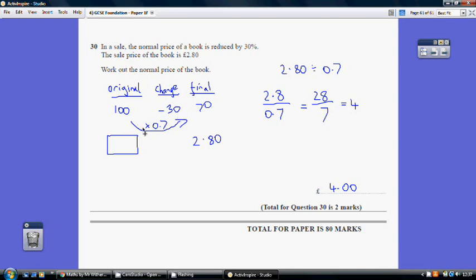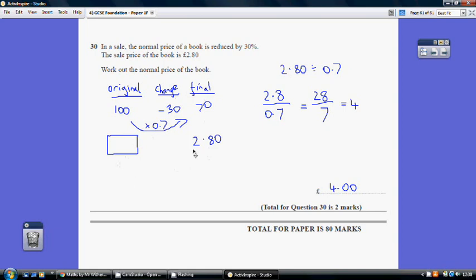So what is our multiplier? How do we get from 100 to 70? We multiply by 0.7. Now if we're working the other way, if we're given the final price, the sell price, and we want to work out the original price, we need to do the opposite operation. So we don't multiply by 0.7, we divide by 0.7.